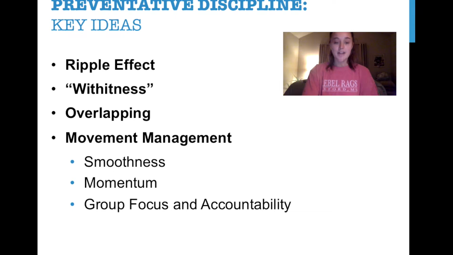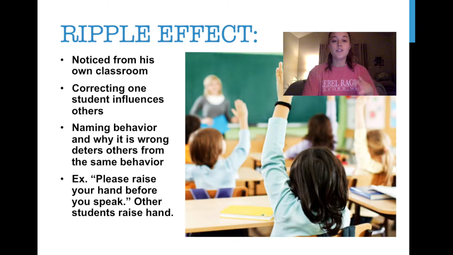So again, the ripple effect. This is something that he observed in his own classroom. He saw that once he corrected one student, that correction influenced the way that the other students behaved. He believed in naming behavior and why it was wrong, and that deterred others from doing the same behavior. So, for example, if a student spoke without raising their hand, he would say, "Please raise your hand before you speak," and that in turn would make other students raise their hands before they ever needed that correction.